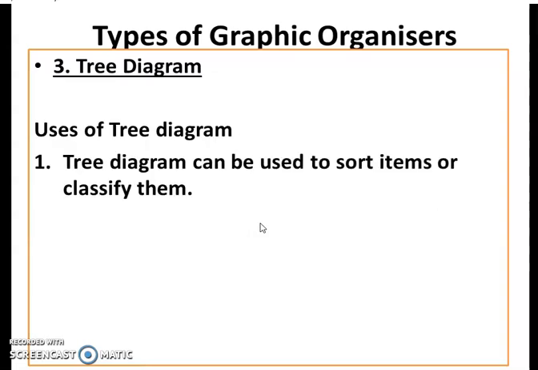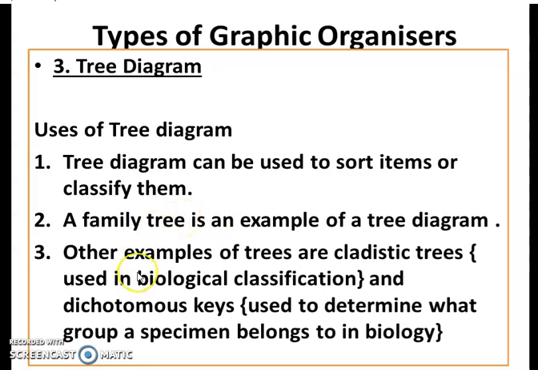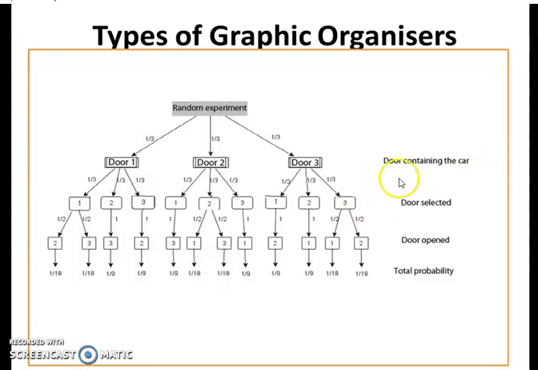So what are the uses of a tree diagram? A tree diagram can be used to sort items or classify them. A family tree is an example of a tree diagram. Other examples of trees are cladistic trees, which are used in biological classification, and dichotomous trees, which are used to determine what a group or specimen belongs to in biology. For example, this is a tree diagram. The main trunk and the branches, and the various aspects associated with each factor mentioned here.